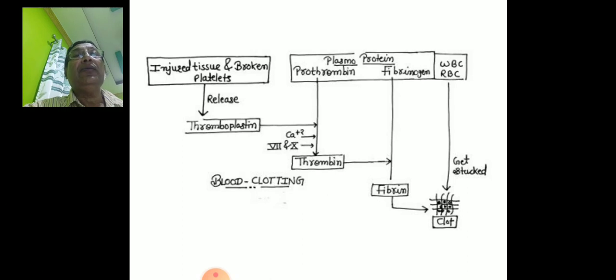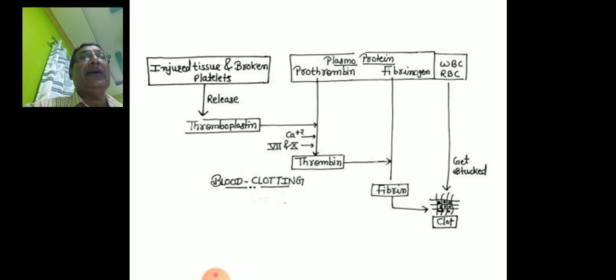Now, when there is injured tissue, there is a release of thromboplastin. This thromboplastin, with calcium ions, factor 7 and factor 10, converts prothrombin into thrombin in the plasma. Next, another protein is fibrinogen. This is also inactive. This fibrinogen is converted into the active protein fibrin, again with the help of thrombin.